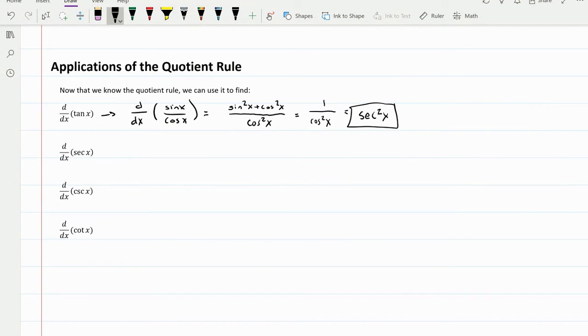And if you look in any calculus textbook, we're going to simplify this all the way down to secant squared of x. Let's rewrite our secant x function as 1 over cosine x, the cosecant function as 1 over sine of x, and our cotangent function as cosine x over sine of x. Go ahead, let's pause the video again here and find the derivatives of all three of these functions.